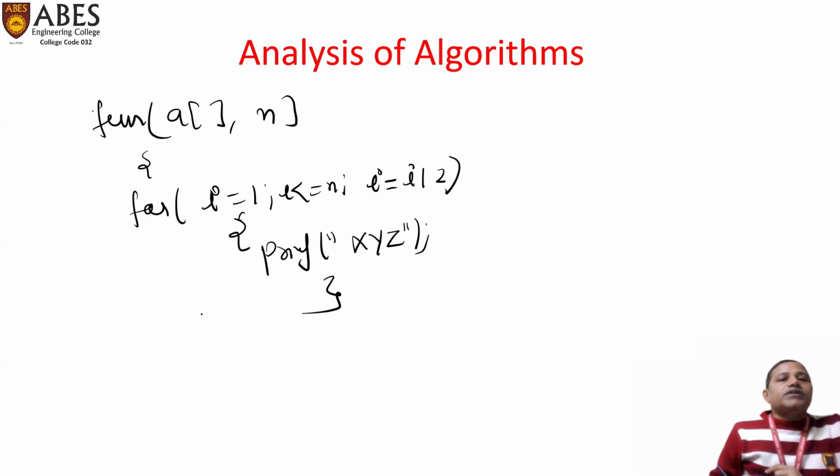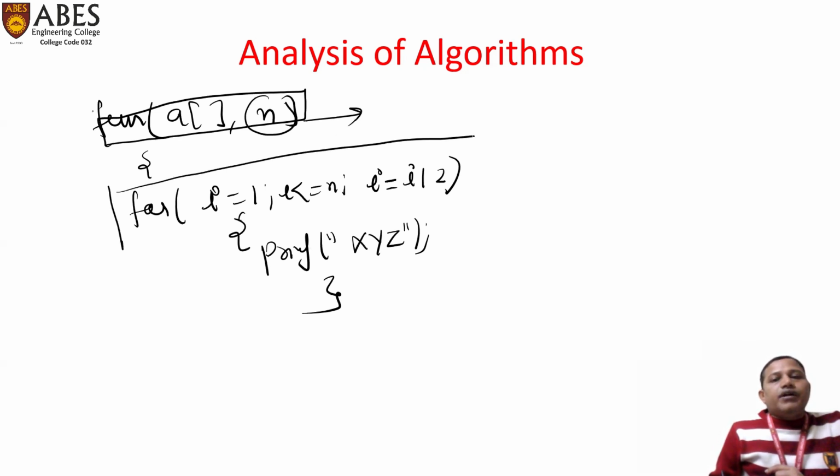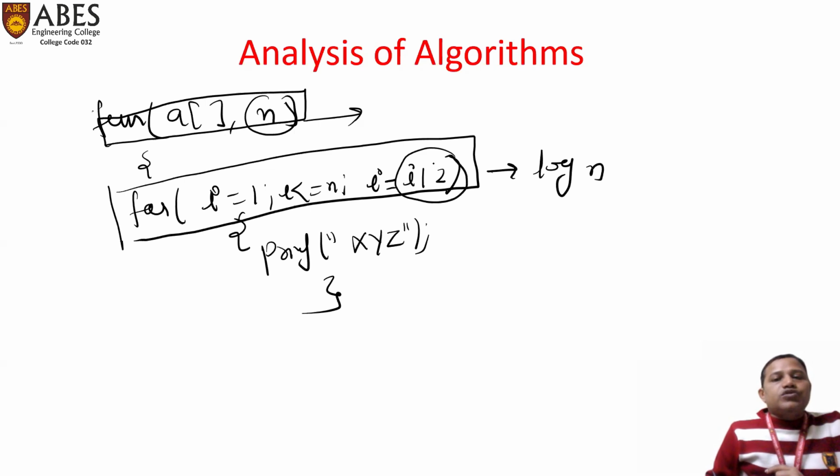What will be the time complexity of this function? This is the total input size. The time complexity of this function depends on the number of steps this line will be executed. This statement will be executed how many times? Basically, this will be executed log n times, because every time this will reduce by 2.